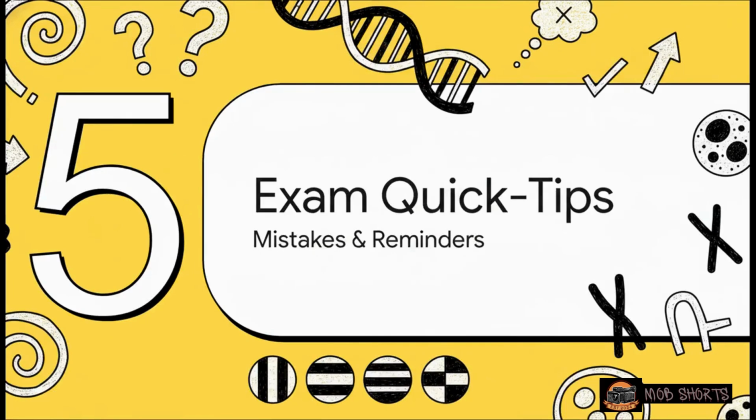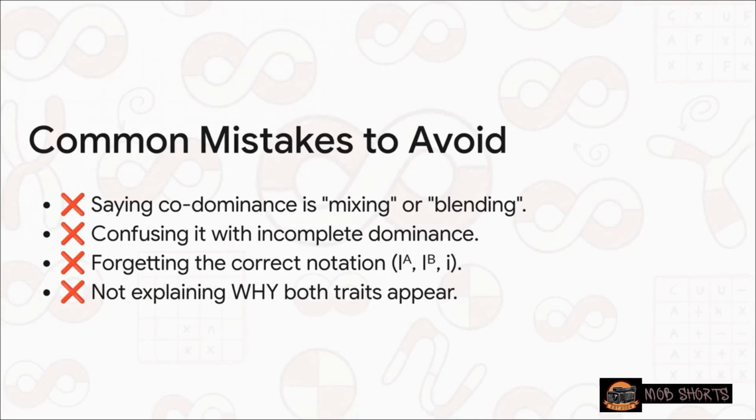Okay, to finish up and make sure you walk into that exam feeling confident, let's quickly cover the most common mistakes people make with codominance. If you know what to look out for, you can avoid these easy traps. Right, let's go through these. Number 1 mistake, saying it's mixing or blending. Don't do it, that's incomplete dominance.